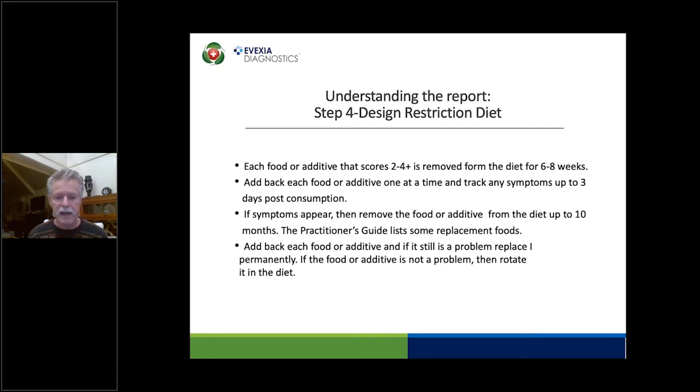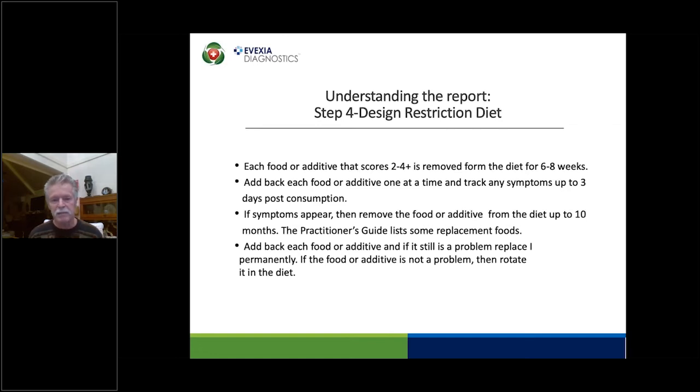Then you add back each food additive one at a time and track the symptoms for up to 3 days post-consumption, because these are delayed reactivities. Sometimes you'll eat it on Monday and by Tuesday you'll feel something, or it may not be till Wednesday or maybe even Thursday. So I would recommend asking the patient to keep a little diary of when they introduced it and how they feel. If symptoms appear, you remove the food or additive from the diet for up to 10 months. And the practitioner's guide, in the table in the back, gives you some good replacement foods.